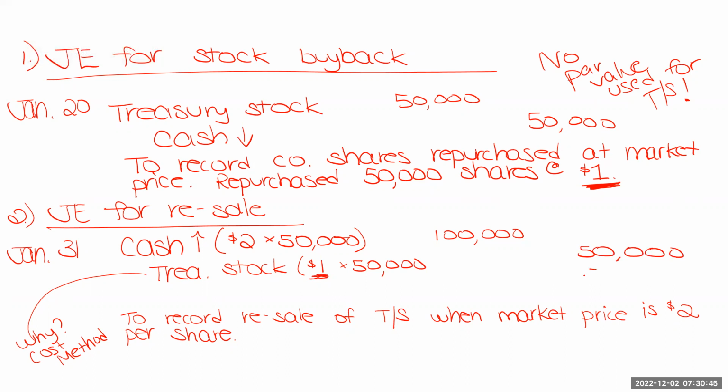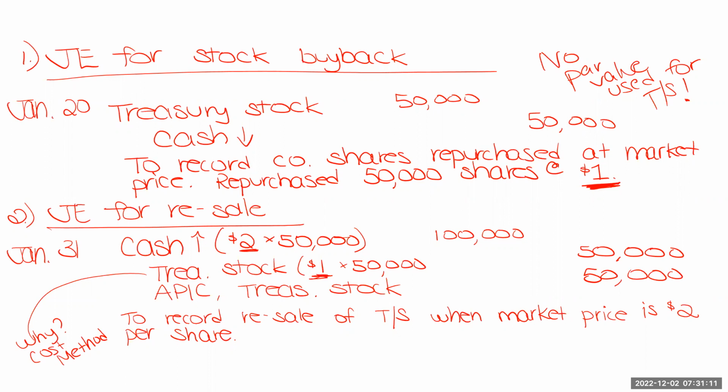Obviously, debits have to equal credits. There's an account that we use whenever the market price is greater than, in this case, the cost. It's the APIC account. APIC goes for every single class of stock. So APIC treasury stock for the difference. There you go.